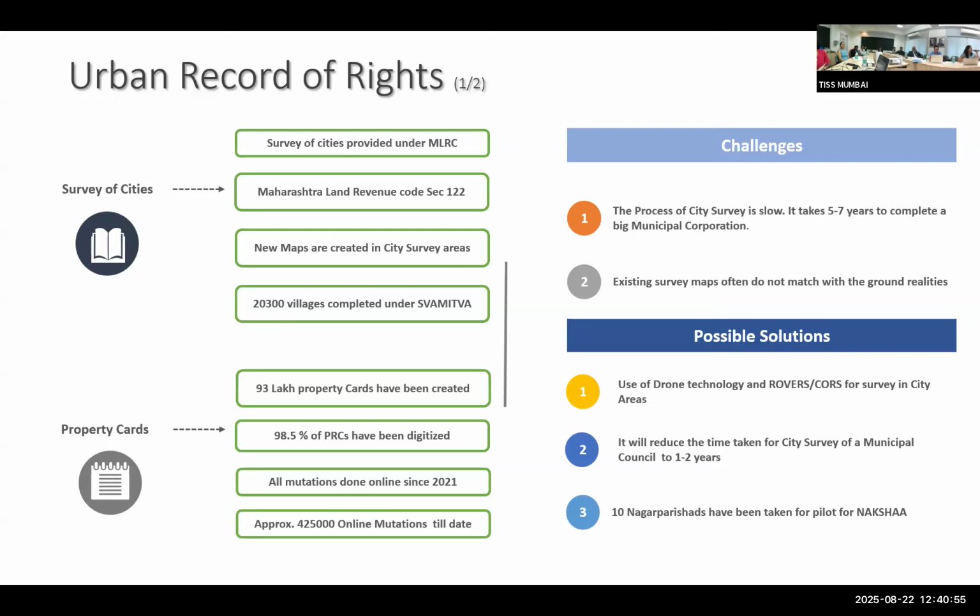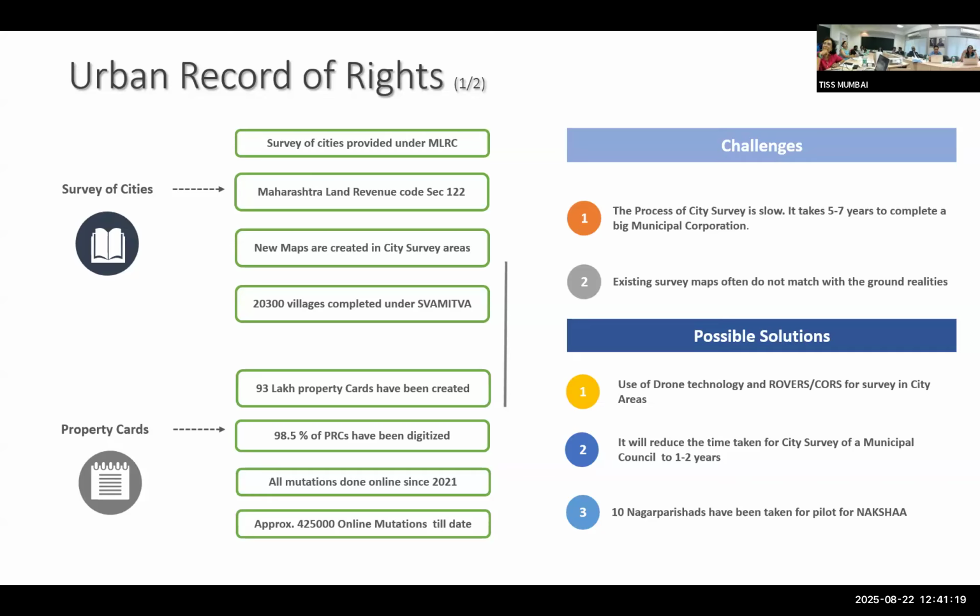So this valuation I was talking about. There are over 93 lakh property cards, and only around 1.5% are still remaining to be digitized, but almost all of them are digitized. And the mutations are done online. Over 4,25,000 mutations have been done after 2021 when this digitization happened. This is online mutations. So, what are the challenges?